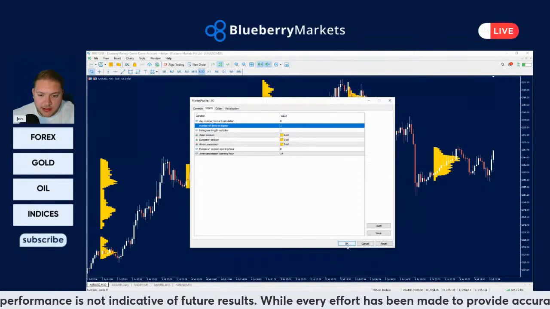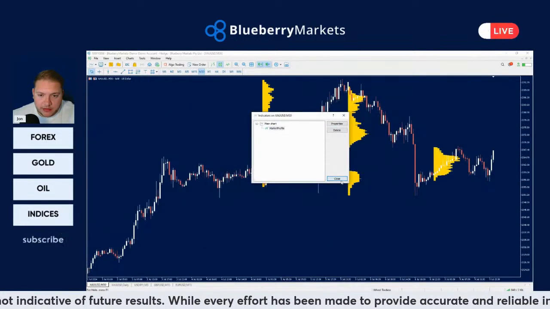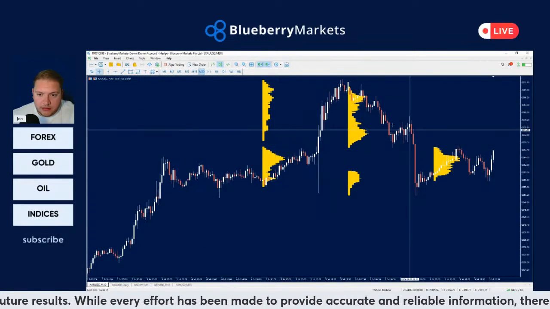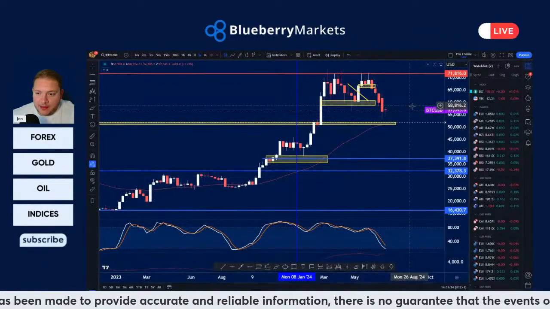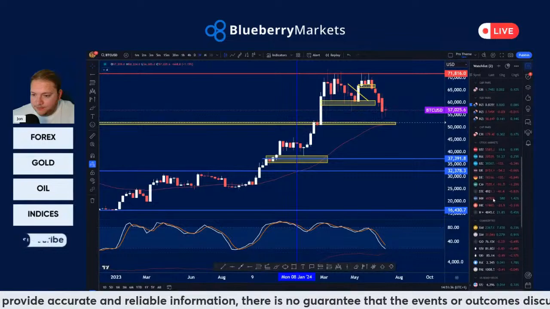Right, let's just do a 3-day one. Let's see if that helps. A little bit better, right? MetaTrader. Let's go back to TradingView.